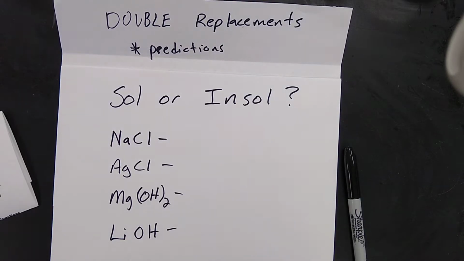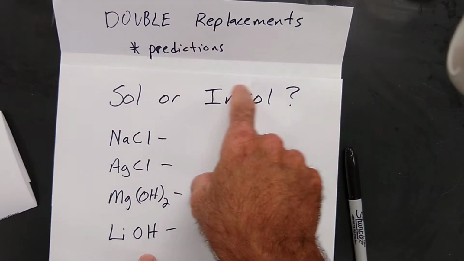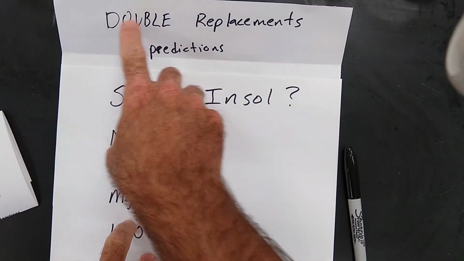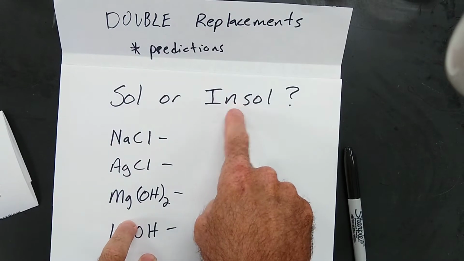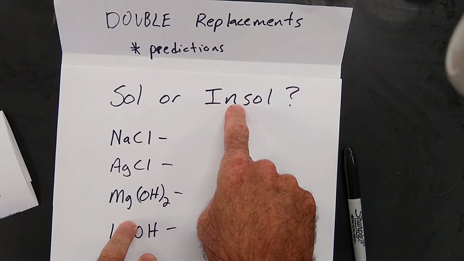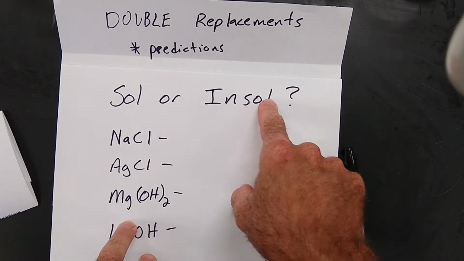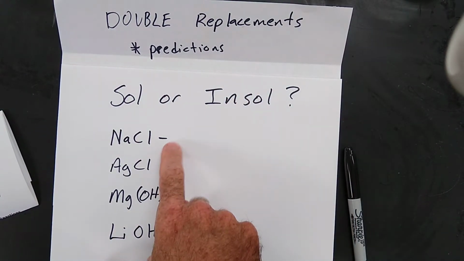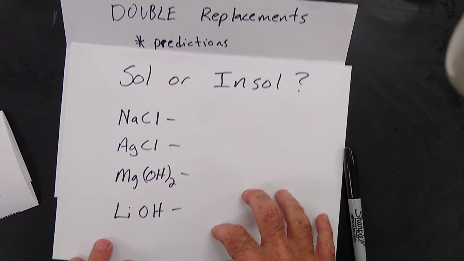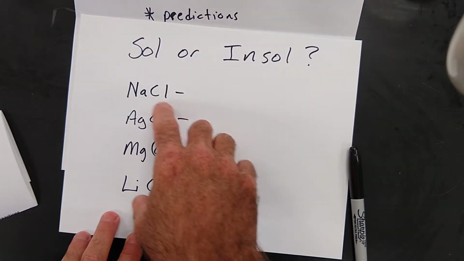Before we can really do some double replacement reactions, we need to think about what is soluble and what is insoluble. To do a double replacement reaction, what we're going to try to do is create something that's insoluble. Something that's insoluble you'll be able to see in the water, and it would be a precipitate. Let's check these compounds and see if they are soluble or insoluble.